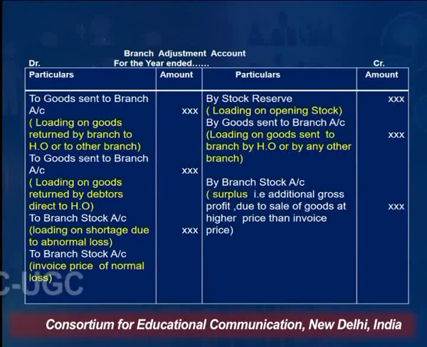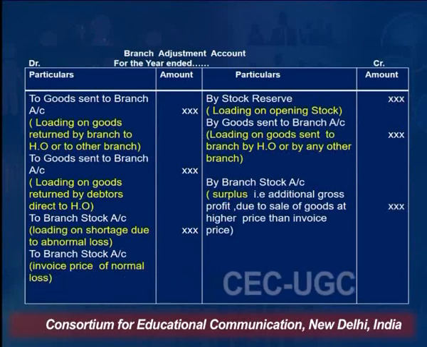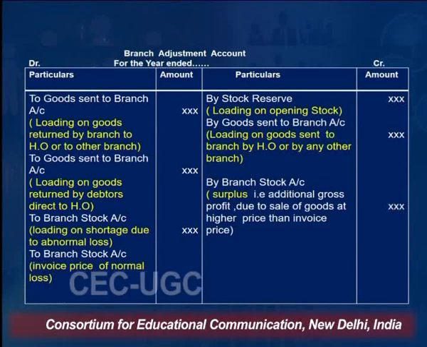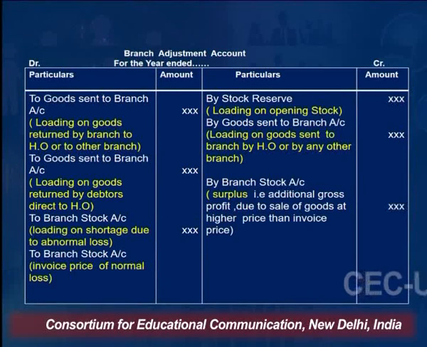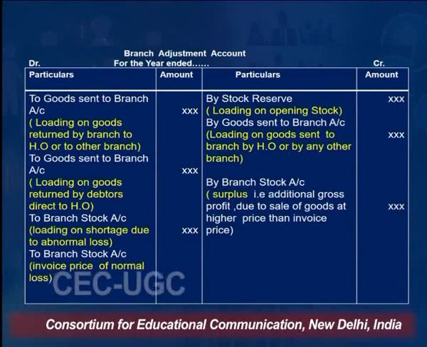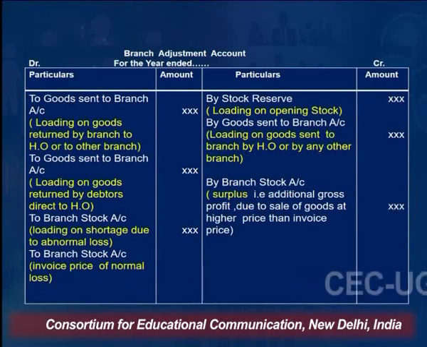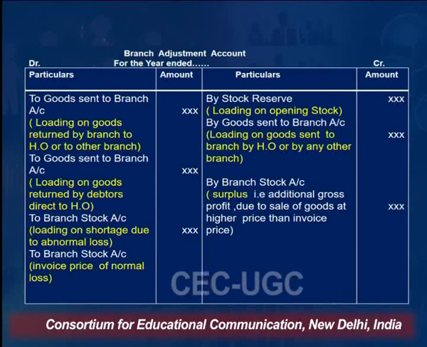As we have done in the debtor system, we have prepared only one account, that is branch account. And in the branch account, when the branch account was prepared at invoice price, the loading part was shown in the branch account itself. But here we have segregated this in several accounts. That is, we have prepared branch stock account, that is at invoice price, then we have prepared branch debtors, branch expenses, and finally branch adjustment. So branch adjustment account, this account projects only your loading part.